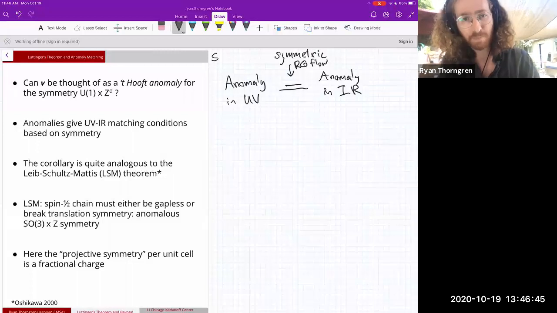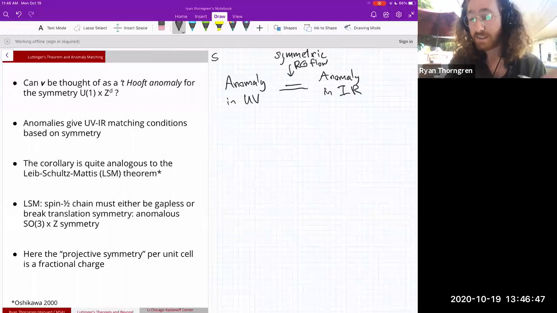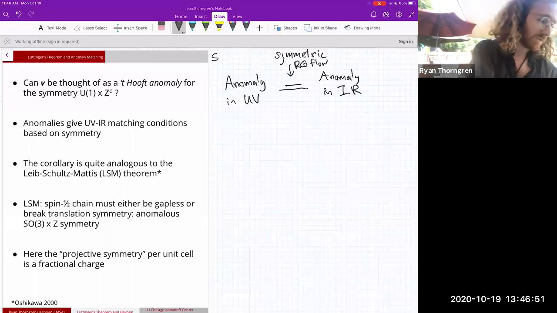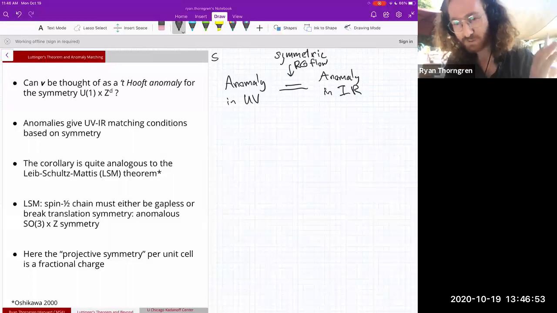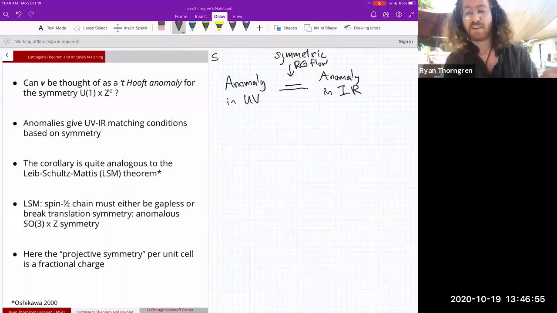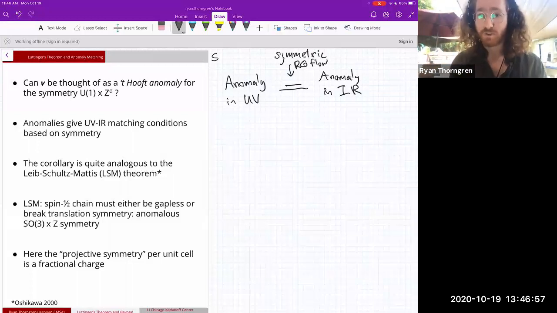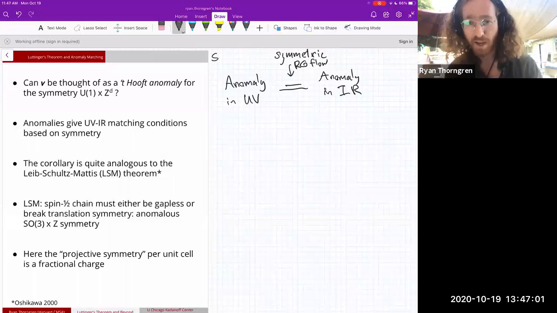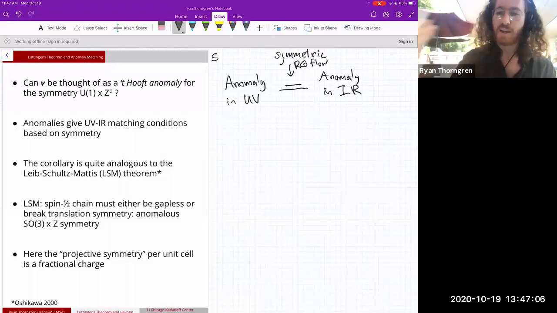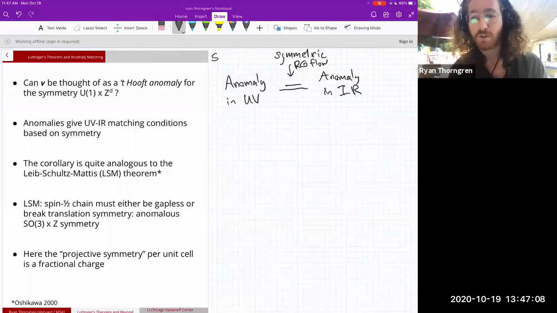In particular, if the anomaly in the ultraviolet is non-trivial, if the left-hand side is non-zero, then the right-hand side is non-zero. And that tells us that the ground state cannot be trivial. Trivial in the sense of non-degenerate, gapped. Such systems have trivial anomalies, so they can't be the result of RG flows from microscopic theories with anomalies.